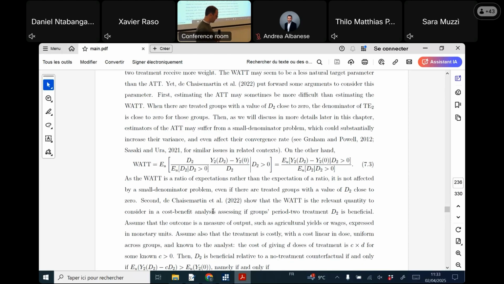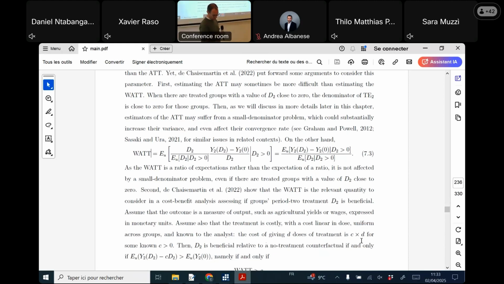No, actually, it's cost-benefit, so it's not welfare. So I need to assume that it has a monetary interpretation. And I'm going to assume that the treatment is costly, and that the cost is linear in the dose. Okay, so if I want to give D doses of treatment to someone, I need to pay C times D, and the cost is known, and it's homogeneous. Like you don't have heterogeneity in the cost.